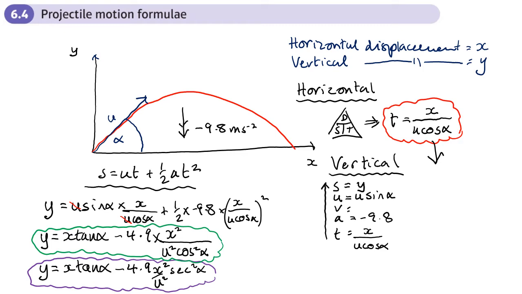But what you will be asked to do in the exam is to manipulate this, and maybe derive it. So in the exam they may say, can you derive this formula, can you show that this is true? So you'll have to go through this process by writing down in terms of t what's going on horizontally, and do the same for vertical, and then you're pretty much done.